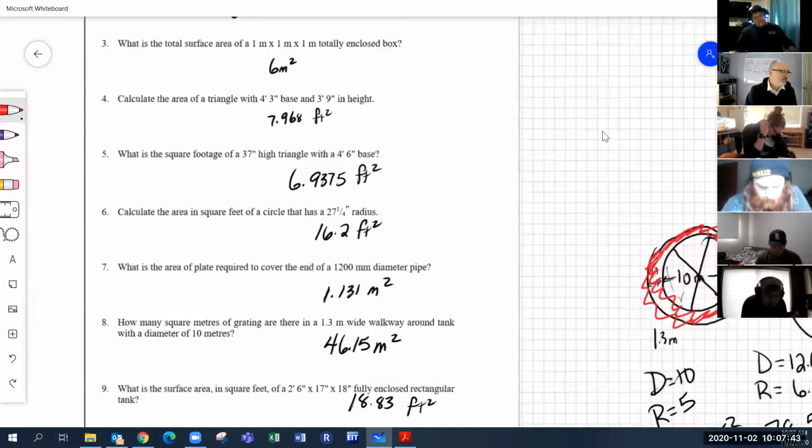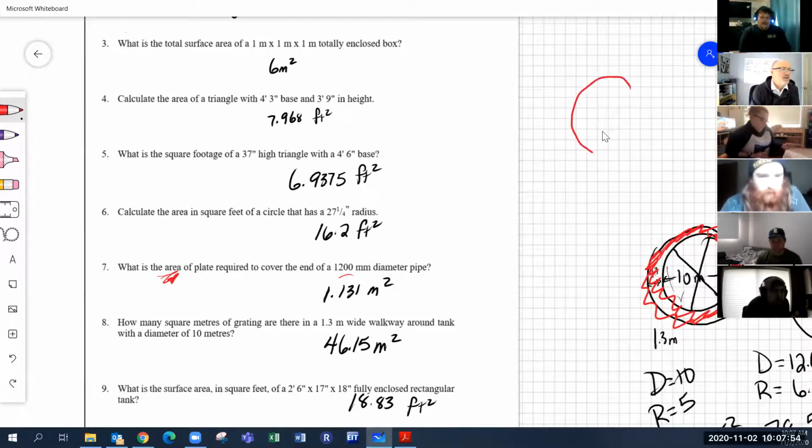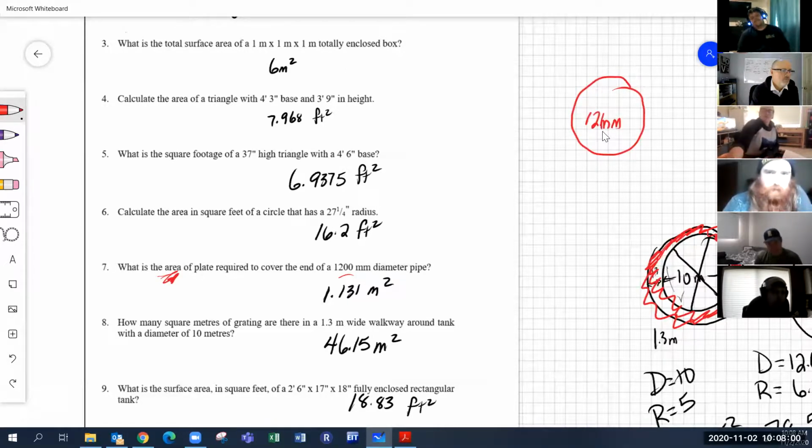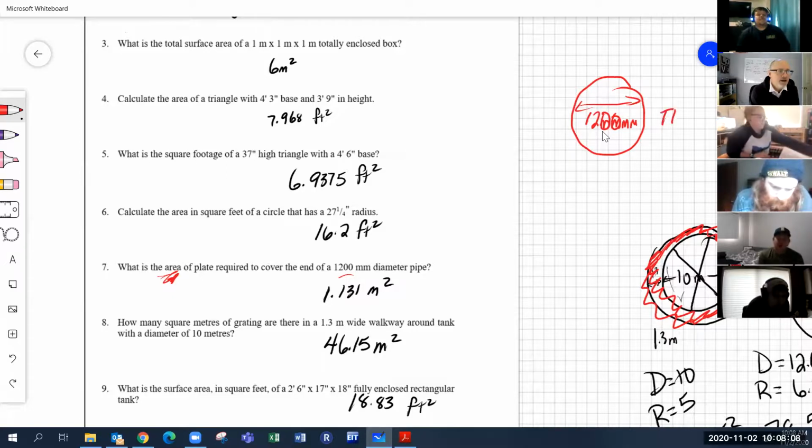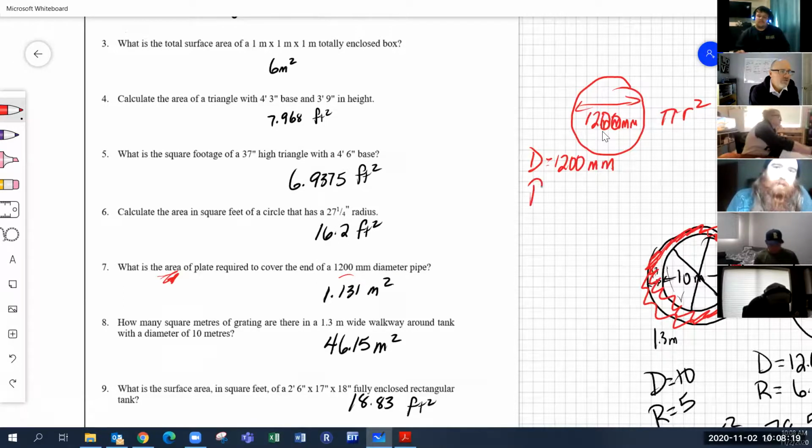Let's look at question 7. Question 7 says, what is the area of a plate required to cover the end of a 1200 millimeter pipe? So we have a 1200 millimeter pipe. That's the diameter. So we need to cover that area. So this is simply pi r squared. That's really all it is. So if our diameter is 1200 millimeters, our radius is then 600 millimeters.